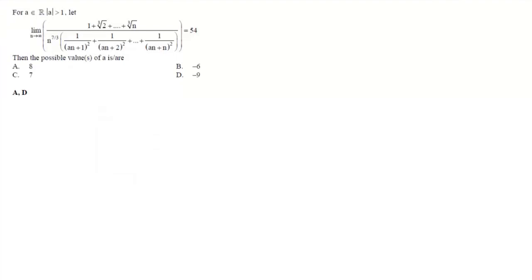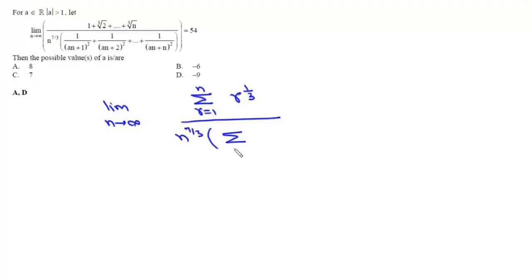Now here the question is, we are given this limit as n tends to infinity. And we can write this numerator as the summation, r varies from 1 to n, r to the power 1 by 3. And this is n to the power 7 by 3, and plus the summation, r varies from 1 to n, 1 upon (an plus r) whole square.